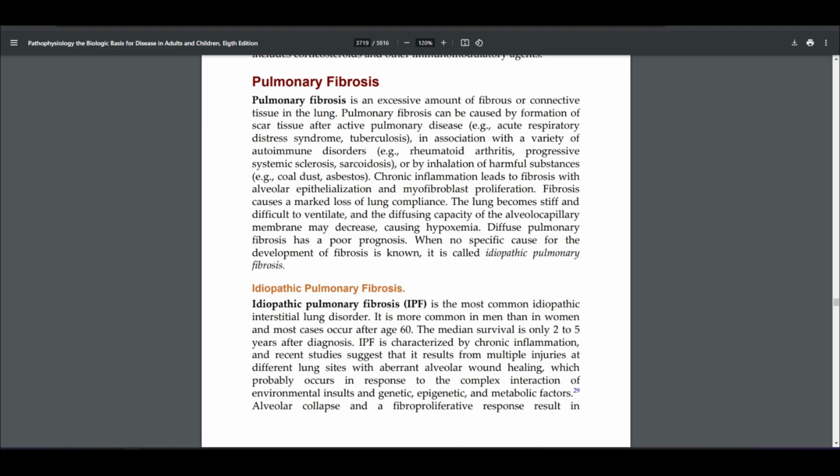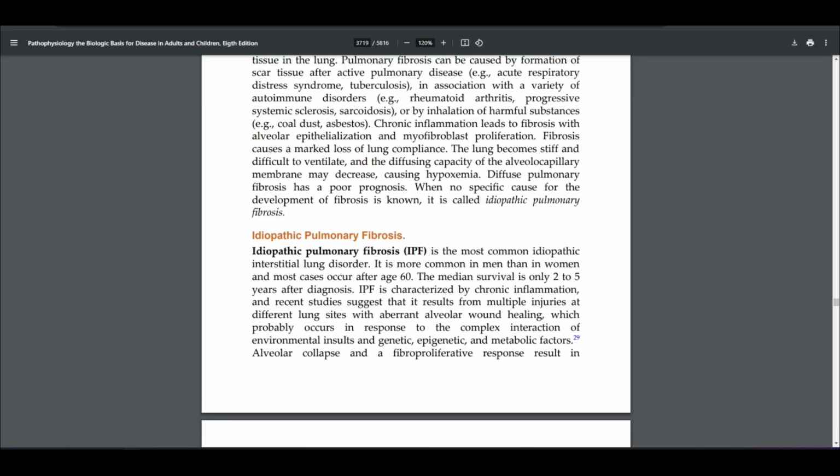Fibrosis causes a marked loss of lung compliance. The lung becomes stiff and difficult to ventilate, and the diffusing capacity of the alveolar capillary membrane may decrease, causing hypoxemia. Diffuse pulmonary fibrosis has a poor prognosis. When no specific cause for the development of fibrosis is known, it is called idiopathic pulmonary fibrosis.